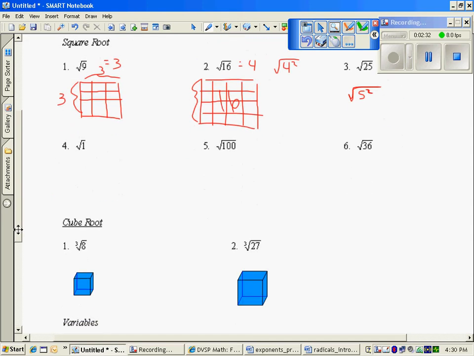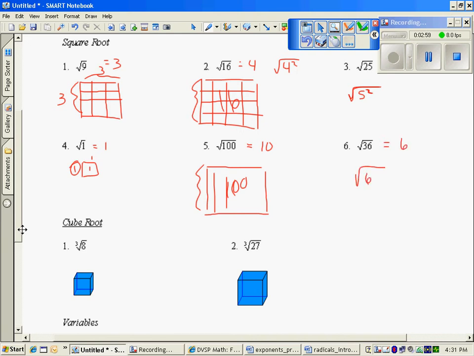So when I say I have the square root of 1, it just means I have a square that's 1 by 1, which has an area of 1. How long are the sides? They're each length 1. The square root of 100 is 10. So if I had 100 inside, what would be the dimension of each side? And the square root of 36 would be 6. Again, I can look at that as 6 squared. These actually reduce and leave me with a 6. Same with the square root of 100, which is 10 squared.